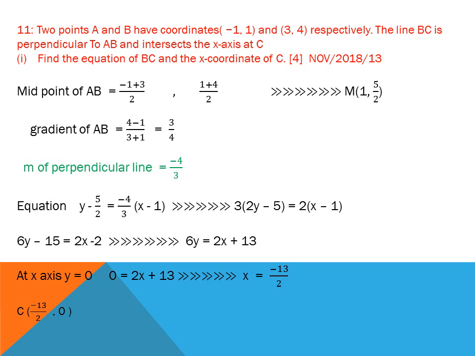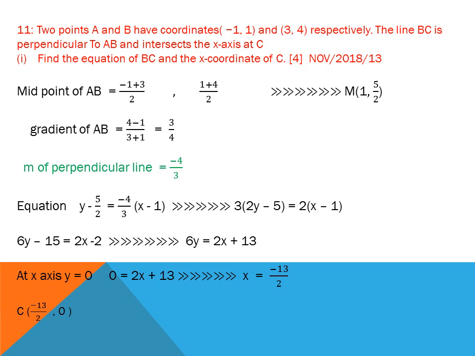First of all, I find the midpoint of AB, which is (x1 plus x2) over 2, then (y1 plus y2) over 2. I find that it is (1, 5/2). The gradient of AB is (y2 minus y1) over (x2 minus x1), which is 3 over 4. The gradient of the required line BC, which is perpendicular to AB, is the negative reciprocal, so its gradient will become -4/3.